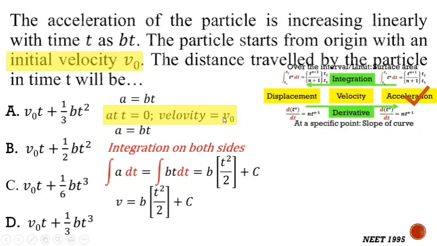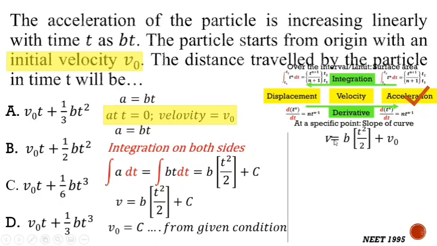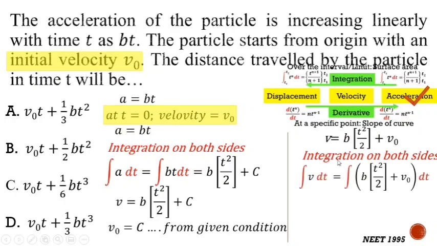Now let us put this condition to find out the constant value c. So at time t equal to 0, velocity equal to v0. By putting t equal to 0, this term will become 0 and c will become v0. This constant term is equal to v0. So now again we will replace in this equation using this constant term: velocity equal to bt square by 2 plus v0. Now to find out displacement, we need to take the integration again. So integrating on both sides, this will give the integral of v dt equal to the integral of (bt square by 2 plus v0) dt.